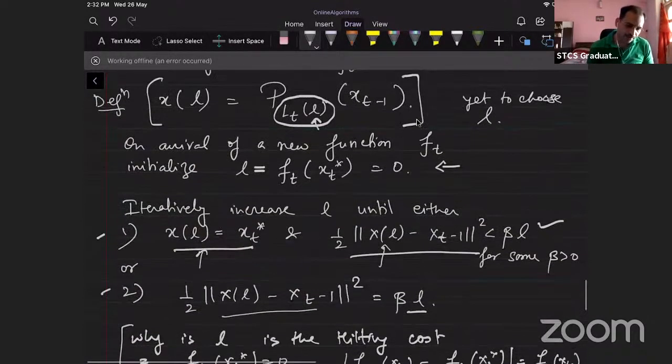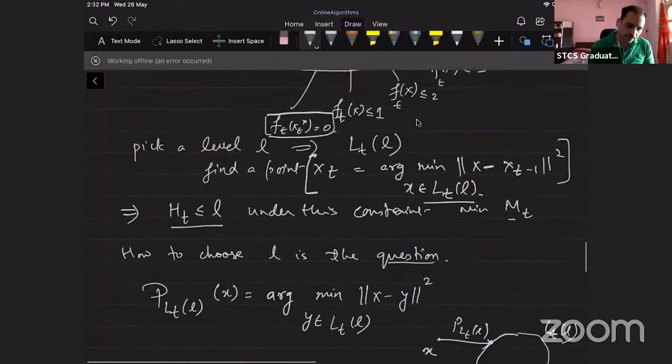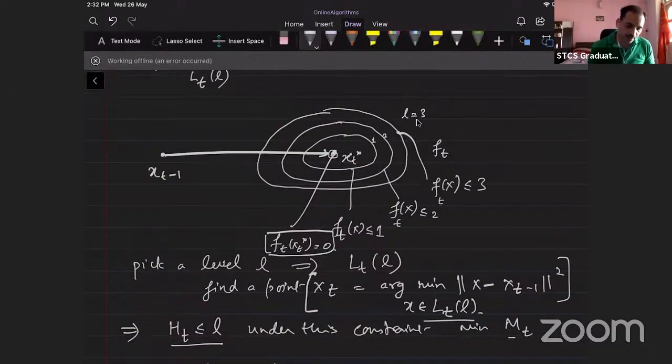So it starts with the actual point x_t star. If you can match the condition, you stop. Otherwise, you keep increasing L. So your convex set of interest keeps increasing. So suppose at L equal to 1, you are able to find that either of the two conditions is met. So you're somewhere belonging to this region, where x_{t-1} is projected down. So the hitting cost is something which is at most 1, while the movement cost is from here all the way to some point in this region.